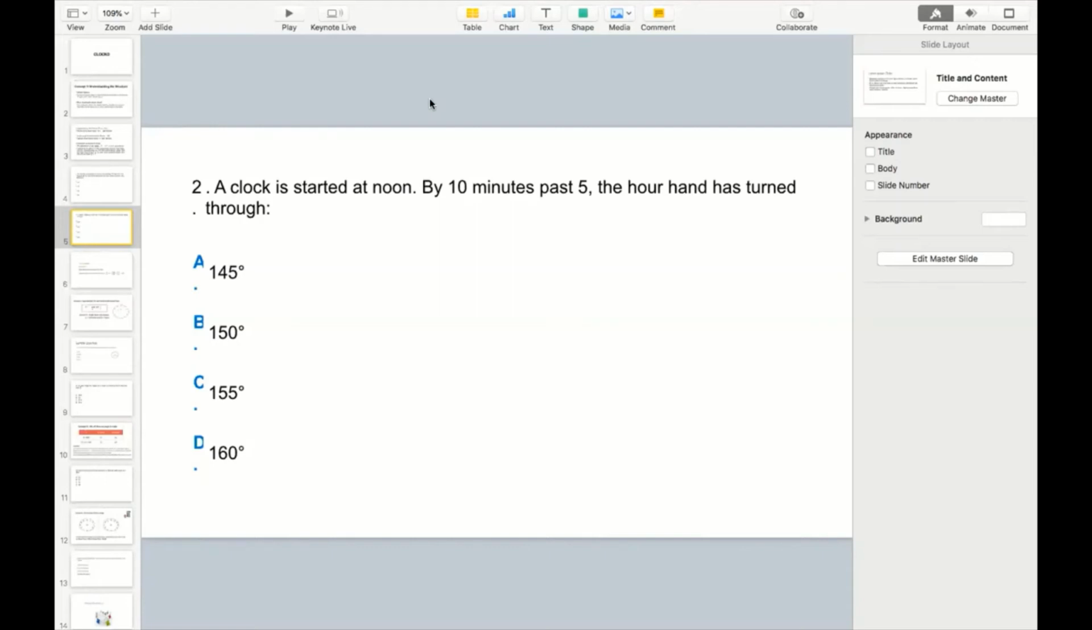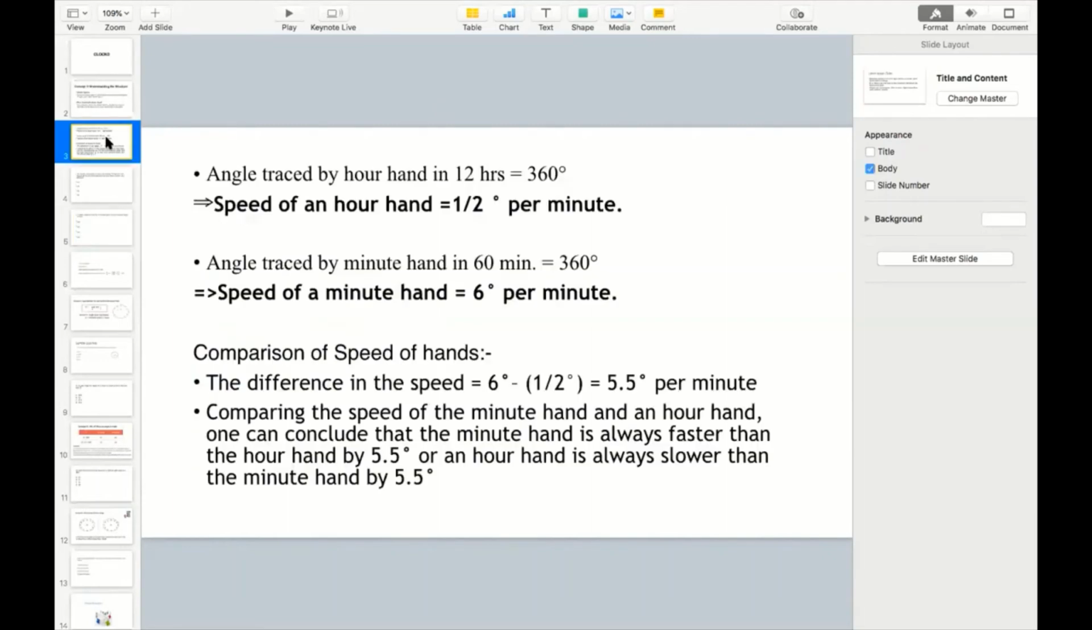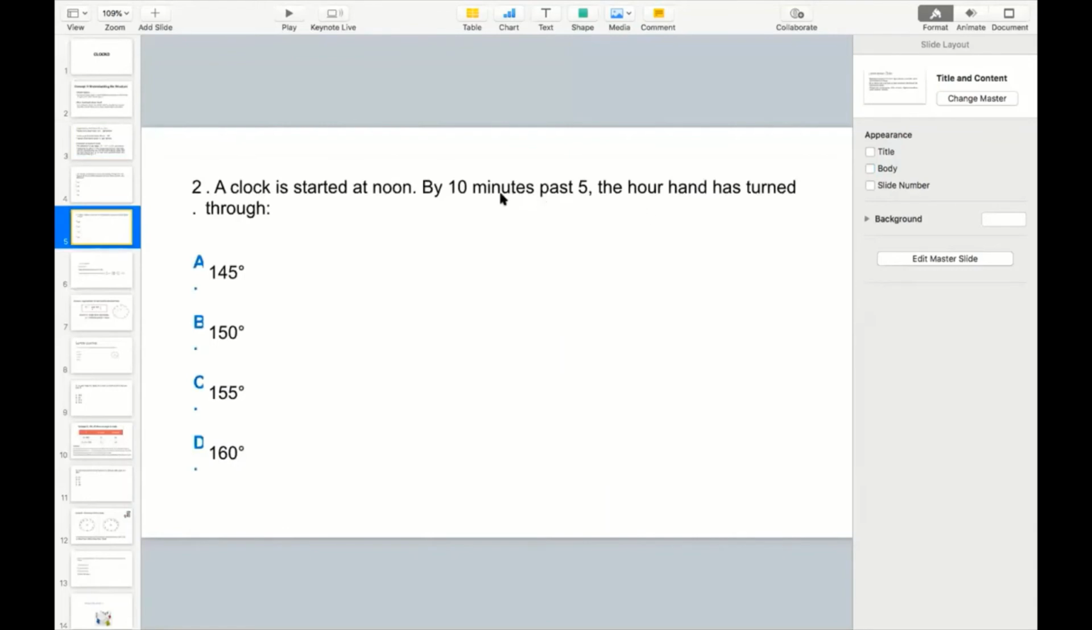Now you know that the hour hand moves by half a degree in 1 minute. This is the information, guys: the speed of the hour hand is half a degree per minute. So in these 10 minutes, it would have covered an additional 10 into half, 5 degrees. So now the answer becomes 5 plus 150, 155 degrees. So the answer will be option C.